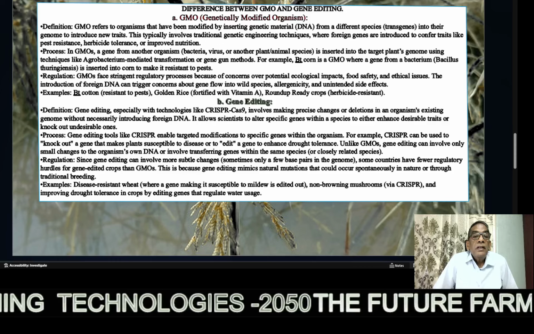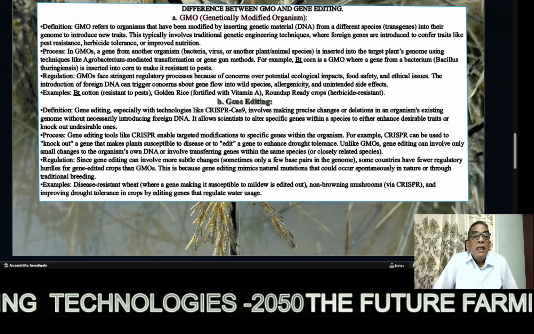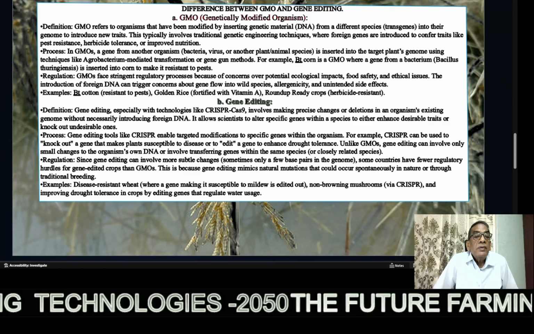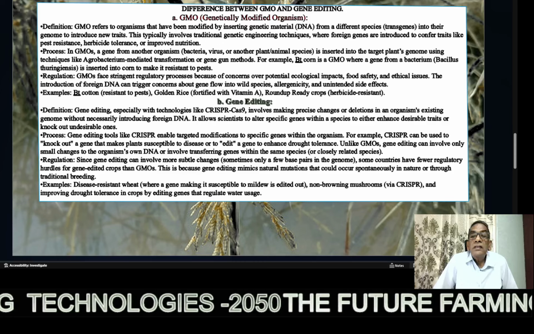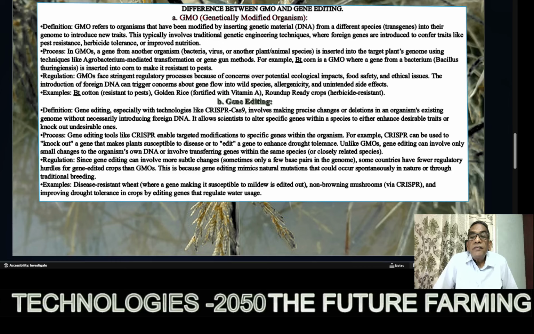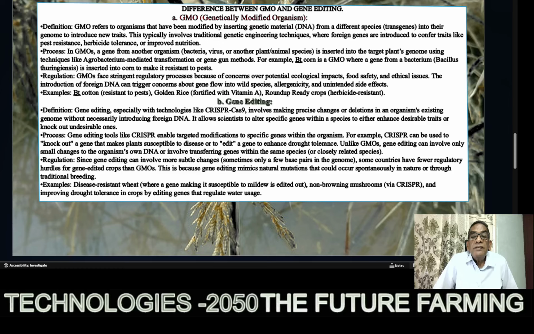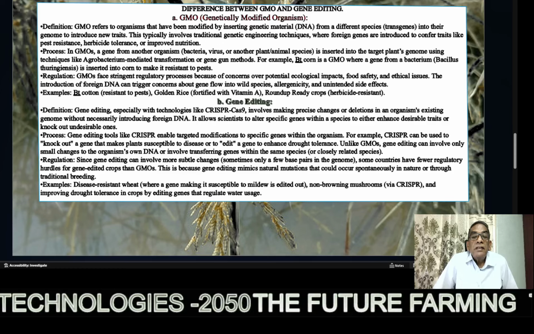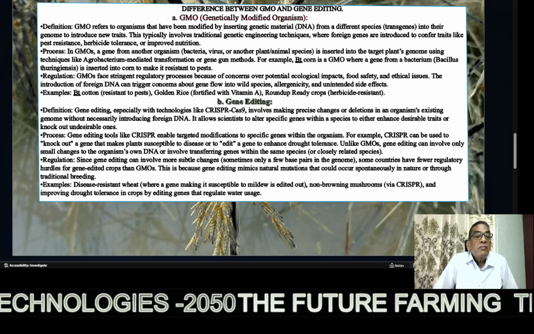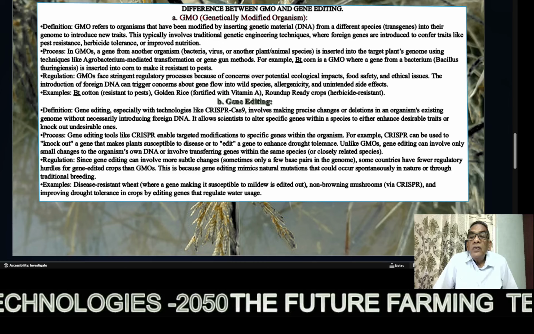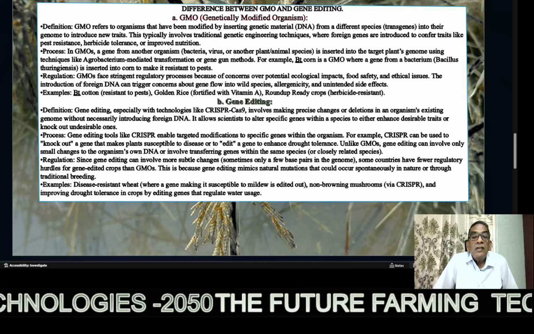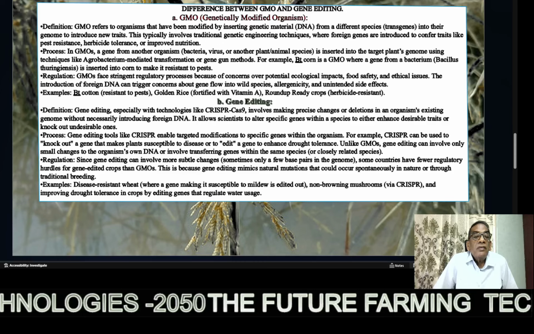Gene editing involves specific genes within the species, to either enhance desirable traits or knock out the undesirable ones. The process is like this. Gene editing tools like CRISPR enable targeted modifications to a specific gene within the organism. For example, CRISPR can be used to knock out a gene that makes plants susceptible to disease, or to edit a gene to enhance drought tolerance.